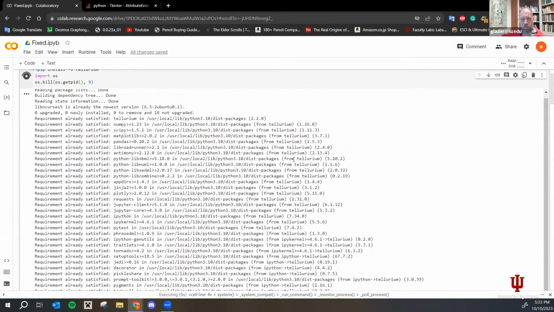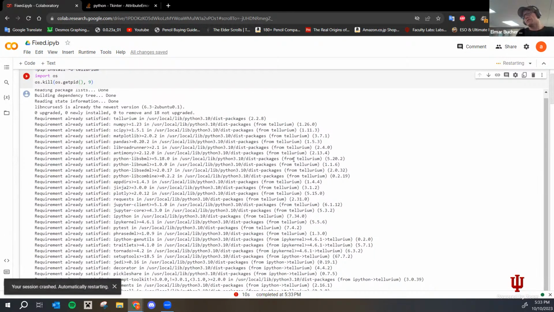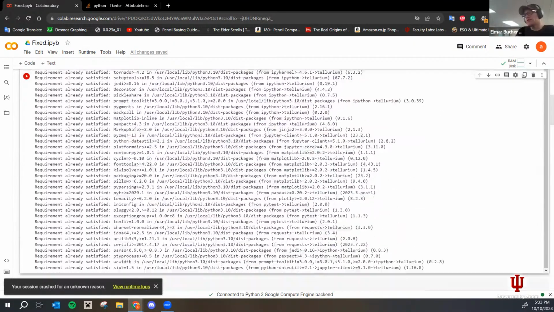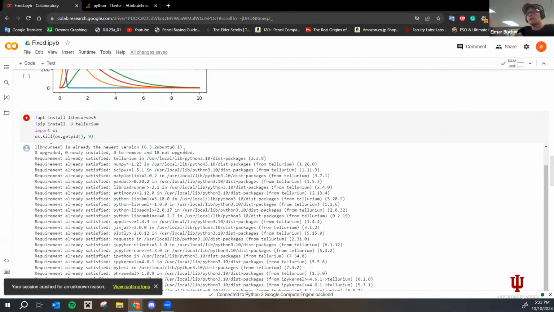Okay, so now let's see if the first one works. I can scroll down and see what the output is. It says your session crashed for an unknown reason. Is that actually correct? Because the kill is supposed to... Yes, the kill is killing the session, and that's why you do not have to do it now. Now you just have to do the import.